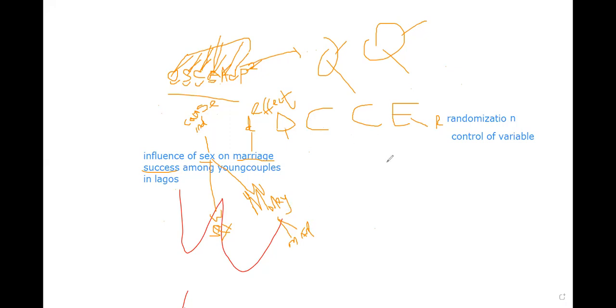Then when we talk of randomization, I have tried my best to understand this randomization. I think my explanation might be okay, but if it's not okay, please, I beg you, add to it. Okay, randomization. Sorry, this writing is not good.